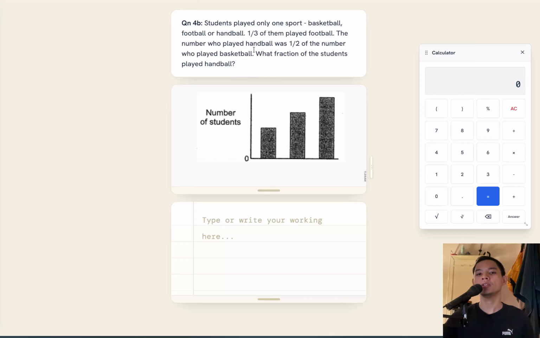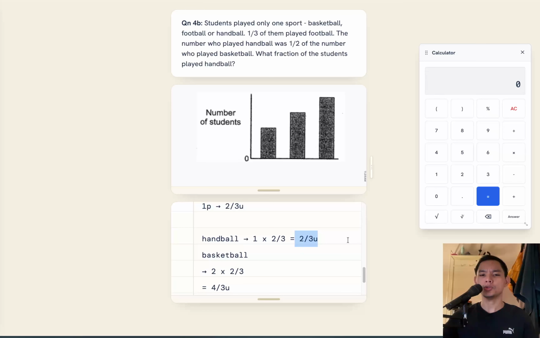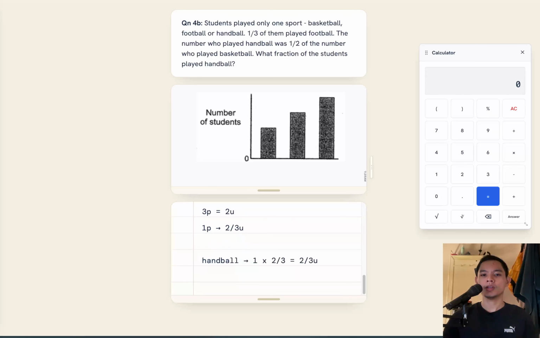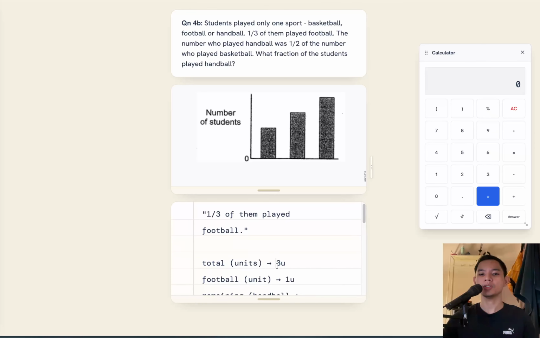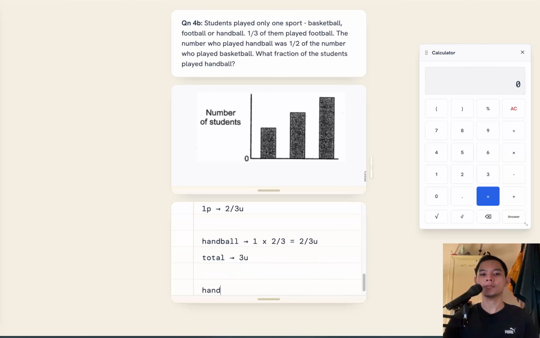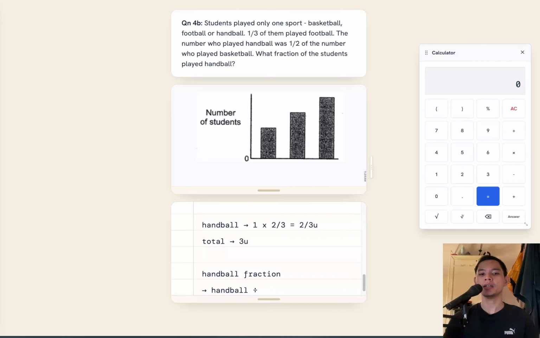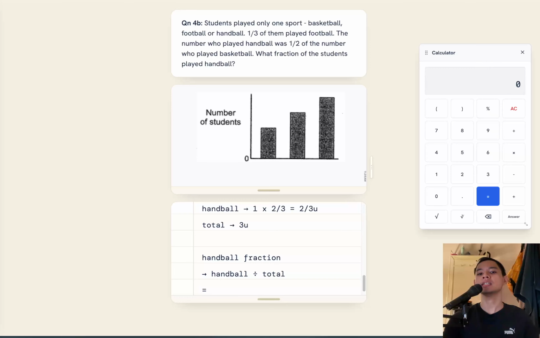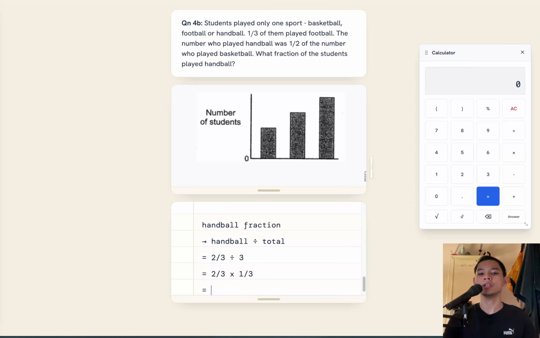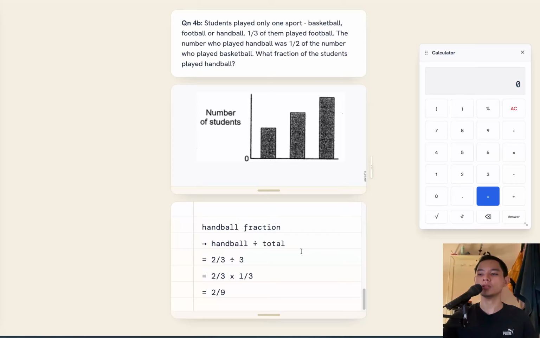So for part B, what fraction of the students played handball? We know that handball is 2 out of 3 units, and the total is 3 units. So the handball fraction is handball divided by total. Handball is 2 out of 3 divided by 3, which is 2 over 3 times 1 over 3. This will be 2 over 9. Okay, so there you go. That's the answer for the handball fraction.